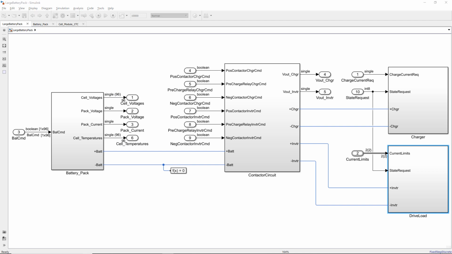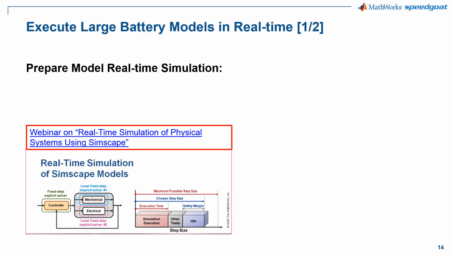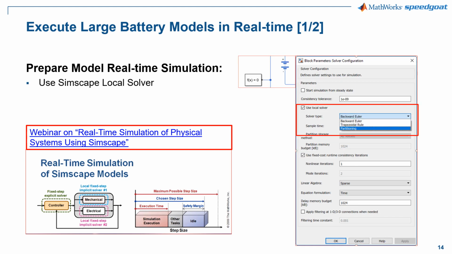First step of going from desktop simulation to real-time testing is selecting a right fixed step solver. This is usually an iterative process, and we are not going into the details in this webinar. Instead, I recommend that you visit this dedicated webinar on the topic of real-time simulation of physical systems using Simscape. After following the steps described in the webinar, we have selected a local solver for Simscape network and identified number of consistency iterations to be 1. This solver settings yield desired result of 1 millisecond sample time.